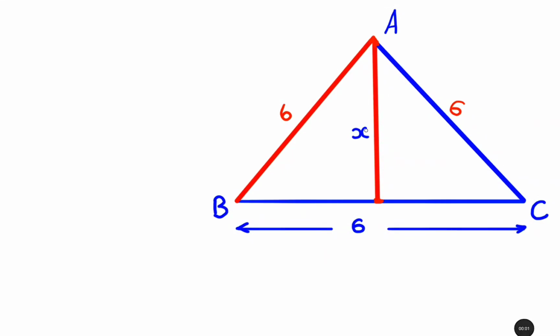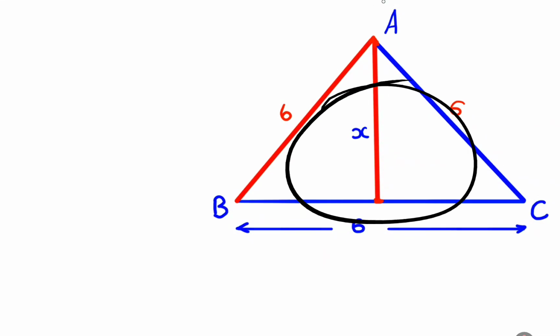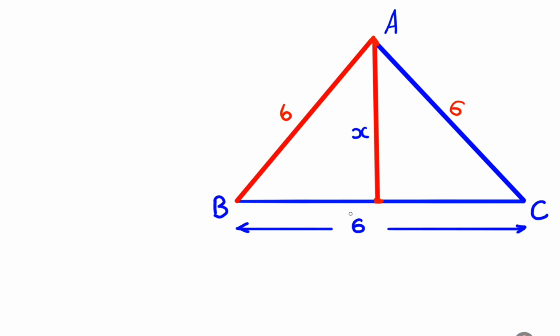So respectable audience, we have to find the value of x. If you look at this triangle, you will find that the three sides of the triangle are 6 centimeters, so basically it is an equilateral triangle. Now AD, we name it AD. AD is a perpendicular bisector and we have to find the value of x.